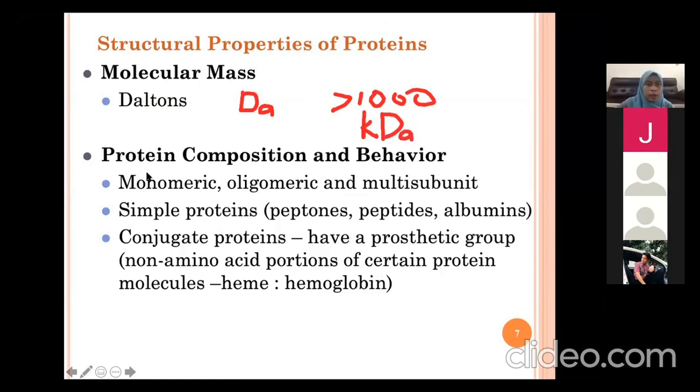So just now we have discussed monomeric protein composition: monomeric, oligomeric, multi-subunit. Simple protein, peptones, peptide, albumin. Conjugate protein, some proteins have the prosthetic group, a non-amino acid portion, a certain molecule. For example, hemoglobin. The protein is globin, but the prosthetic group will be the heme group.